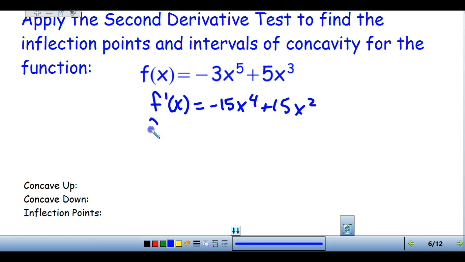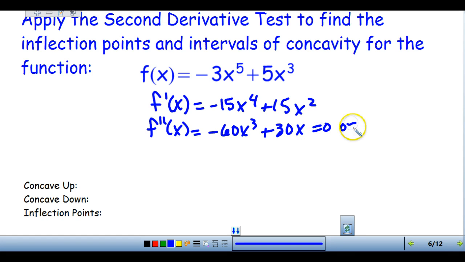Want to go ahead and take the derivative again. So negative 60x cubed plus 30x. And I want to know where that is equal to 0 or undefined. There aren't any domain restrictions that we need to worry about with polynomial functions, so this isn't applicable for us right now. This is factorable.